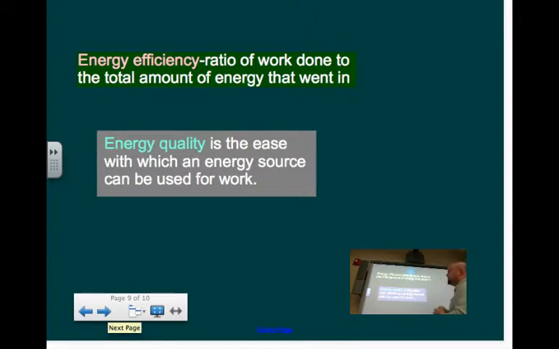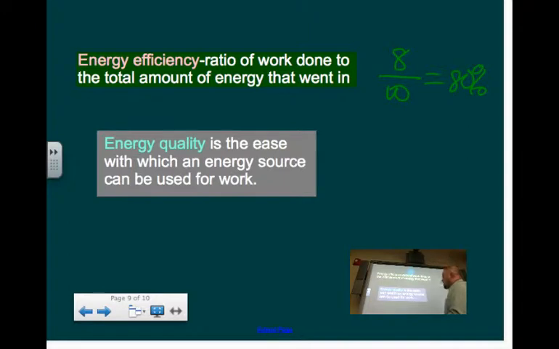Energy efficiency is basically the ratio of the work that's done compared to the total amount of energy that went in. And so if I said, okay, well, the work that was done was basically 8 parts of the 10 that I put in, that would mean that we were basically 80% efficient in that case. So if I put in 10,000 joules of energy, but only 9,000 of them actually got used, then that would be 90% efficient. Okay, so that's just a ratio.